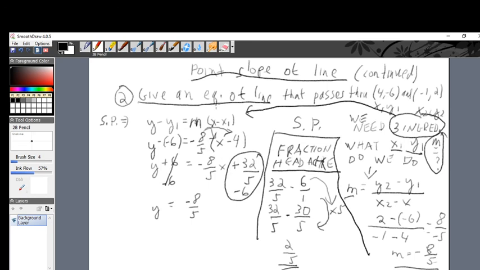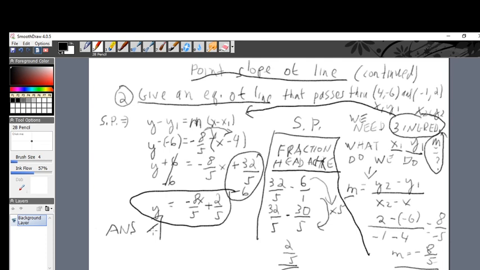I come back over here, and we've got 32/5 minus 6, which is equal to 2/5. I put the plus 2/5 right over here. This is supposed to be an x, sorry about that. This is supposed to be plus 2/5, and the problem is over. Here is the answer.